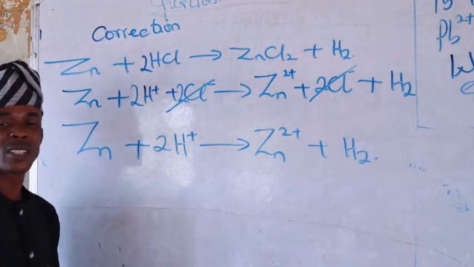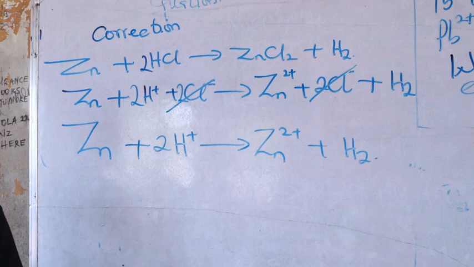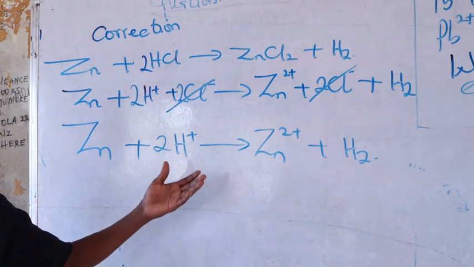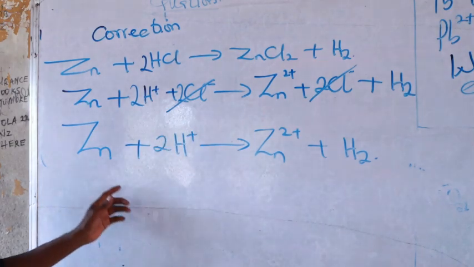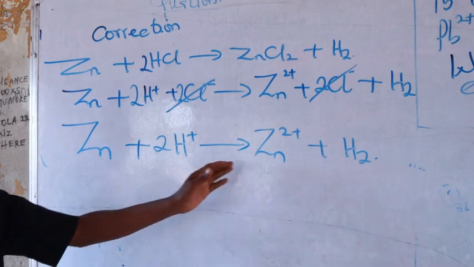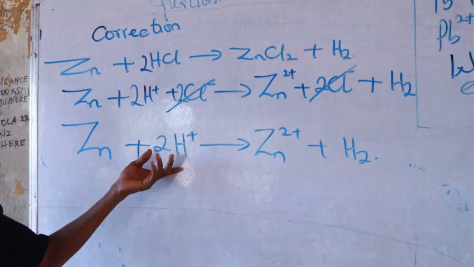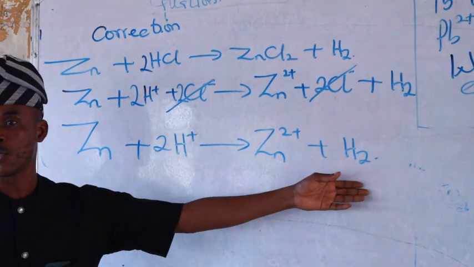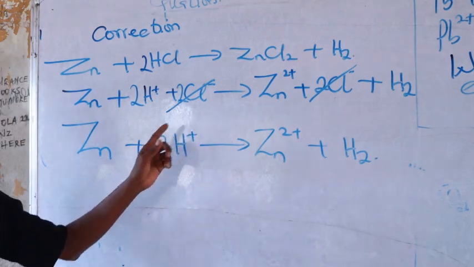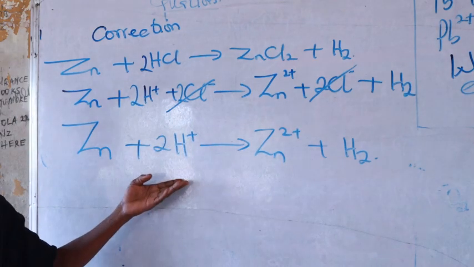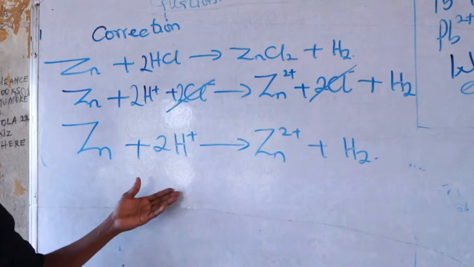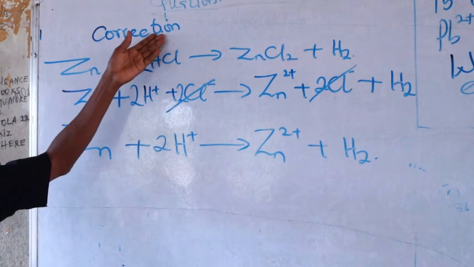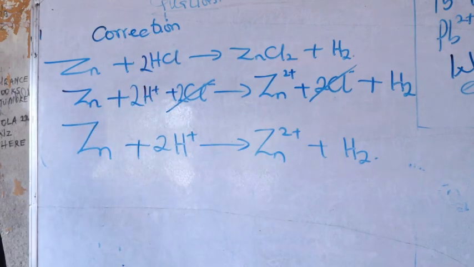And you can always check your answer if it is right or wrong by checking the charge and the atoms. You can see one zinc atom, one zinc atom. There are two hydrogen, there are two hydrogen. The charge here will be 2 times plus 1, that is plus 2, and we have plus 2 here. It shows that we have correctly converted the molecular equation to an ionic equation.